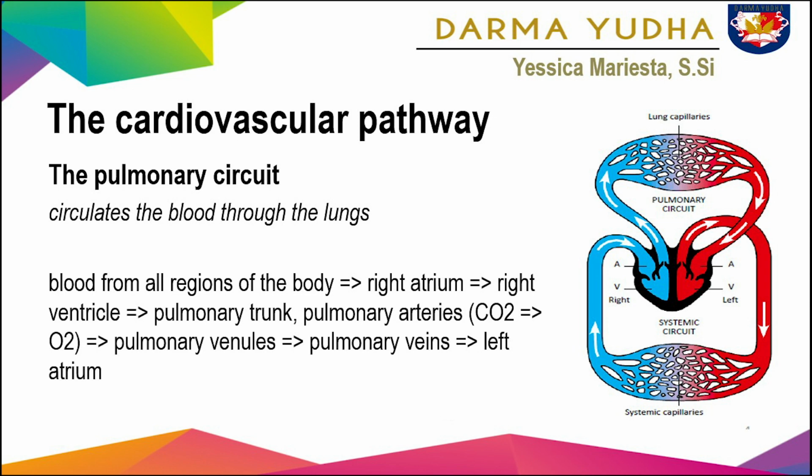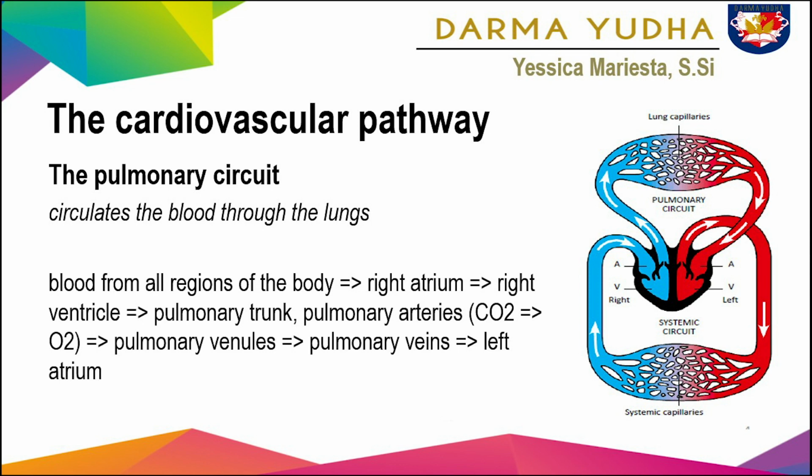The next one, we are going to learn about the cardiovascular pathway. So there are two cardiovascular pathways. The first one is the pulmonary circuit. The second one is the systemic circuit. Firstly, we're going to discuss the pulmonary circuit. The pulmonary circuit circulates the blood through the lungs. And how does this work?